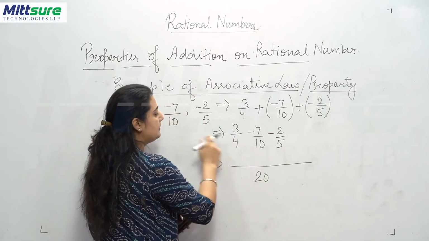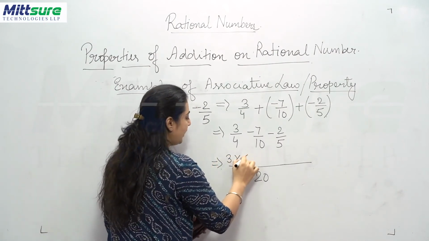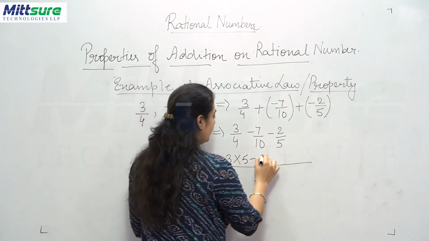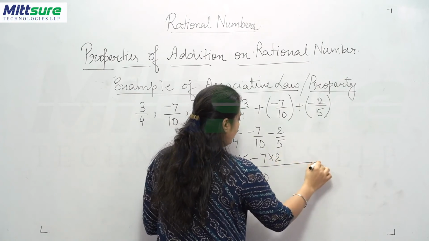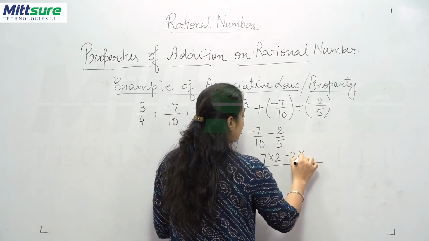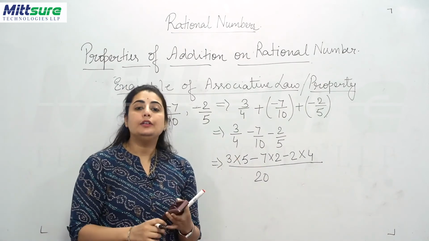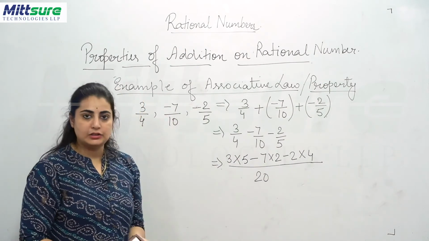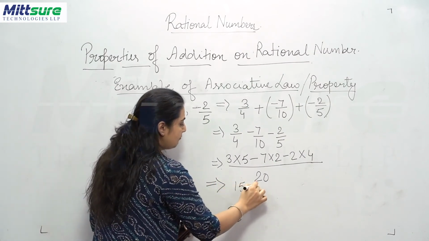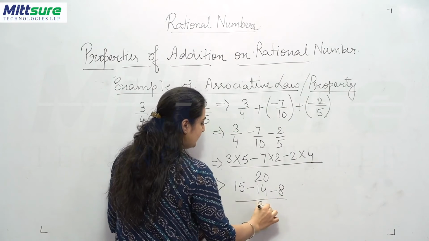When I divide 20 by 4, I get 5. So 3 into 5 minus. When I divide 20 by 10, I get 2. So minus 7 into 2. When I divide 20 by 5, I get 4. So minus 2 into 4. These are the equivalent numerators of the given rational numbers. Now after that, 15 minus 14 minus 8 upon 20.